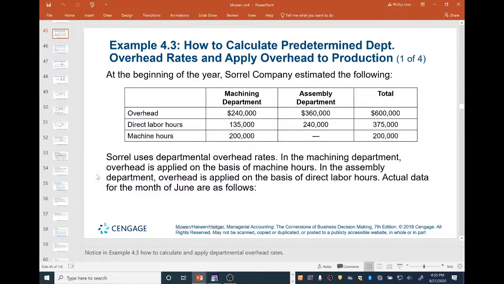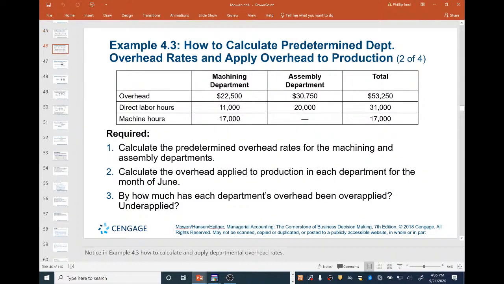So Sorrell uses departmental overhead rates. In the machining department, overhead is applied on the basis of machine hours, okay? In the assembly department, overhead is applied on the basis of direct labor hours. So on the assembly, obviously it makes sense. We're concerned with direct labor hours right here. So machining, machine hours, assembly, direct labor hours, okay? So actual data for the month of June are as follows. This is the actual data here.